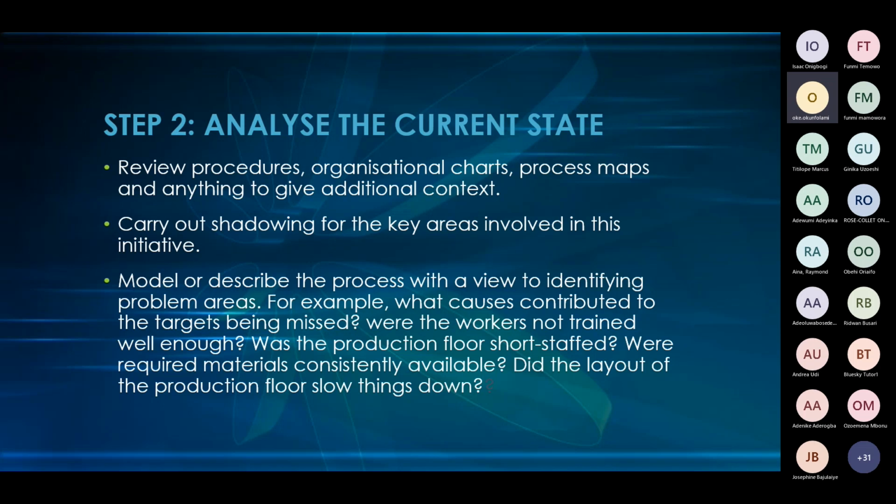So if we go back to this first point of reviewing procedures, organizational charts, process maps, and anything to give additional context, this is where most of the work goes into identifying the current state, because sometimes the business or the stakeholders might not even know the desired state. They might just say, oh yeah, we want a shiny new product, a shiny new platform or whatever, but they don't really know what that means. So you might have to do the groundwork.